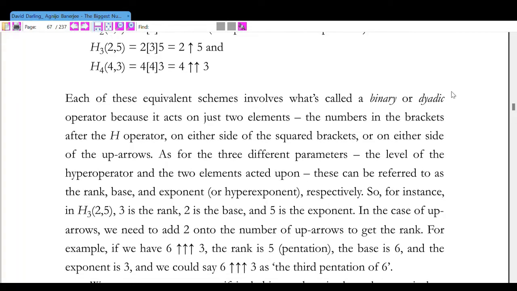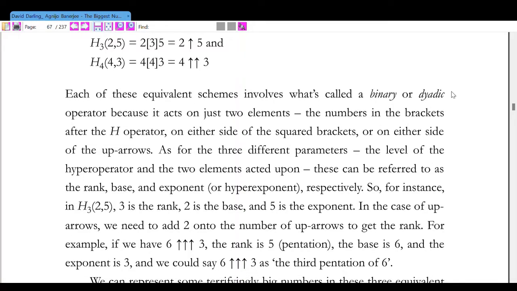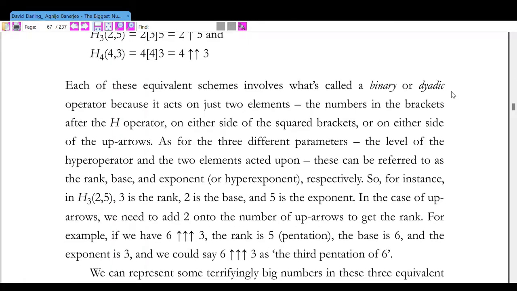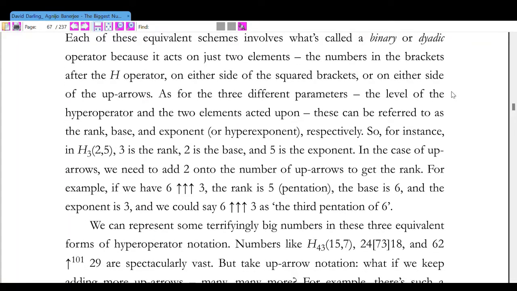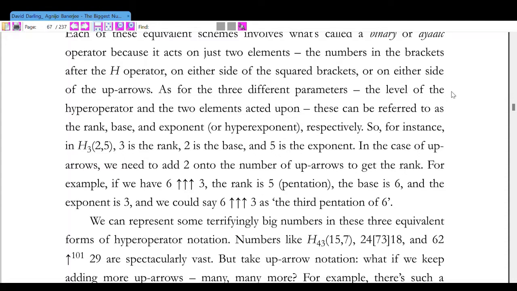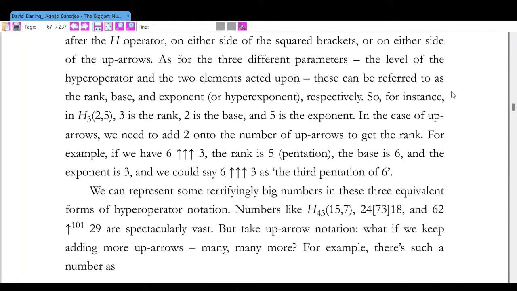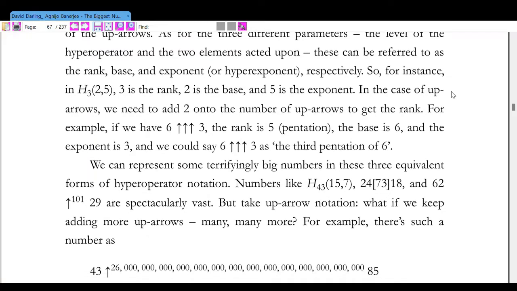Each of these equivalent schemes involves what's called a binary, or dyadic, operator, because it acts on just two elements: the numbers in the brackets after the H operator, or either side of the square brackets, or on either side of the up arrows. As for the three different parameters, the level of the hyperoperator and the two elements acted upon, these can be referred to as the rank, base, and exponent, or hyperexponent, respectively. So for instance, in H3(2,5), 3 is the rank, 2 is the base, and 5 is the exponent.